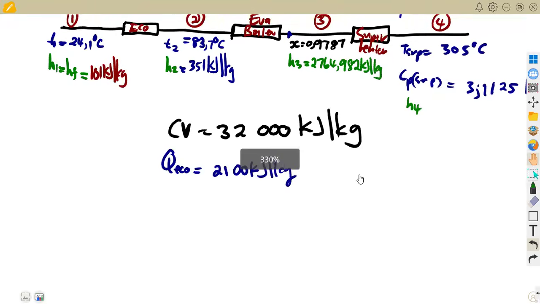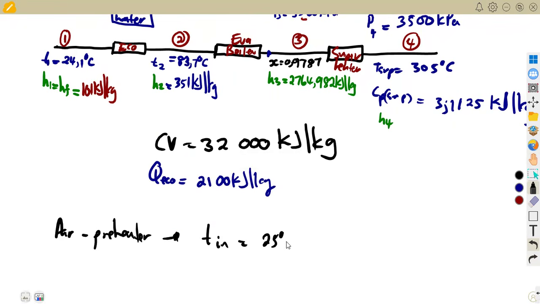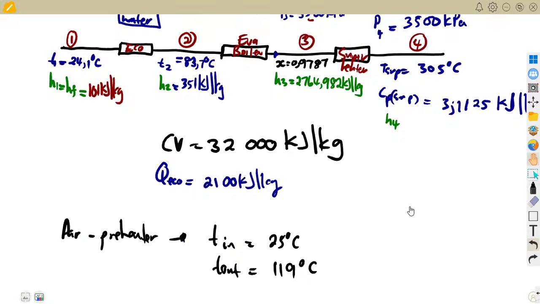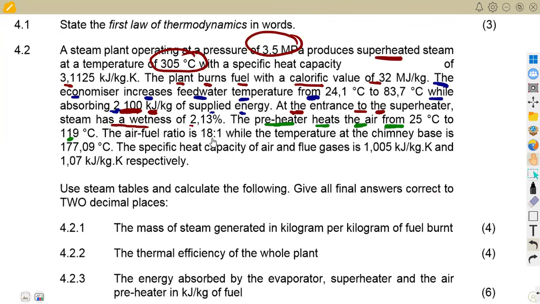So meaning to say, let us just have the condition of a preheater here. About the air preheater, we are given the input temperature T in, the air entering at 25 degrees Celsius, and T out at the output, which is 119 degrees Celsius. We shall talk about this. Then the air fuel ratio is 18:1.